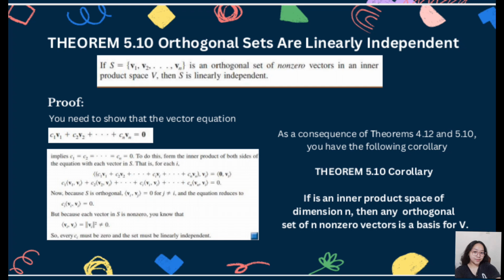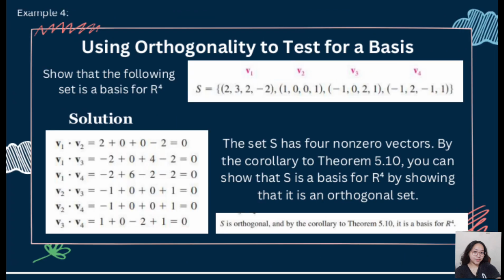So, to say that S is linearly independent, first, you need to show that the vector equation c1 multiplied by v1 plus c2 multiplied by v2 then plus cn multiplied by vn is equal to 0. To explain that theory properly, here's an example that we have.